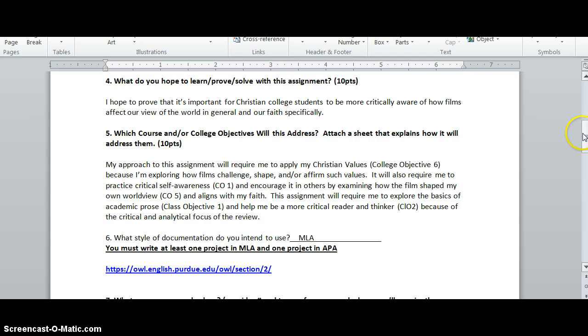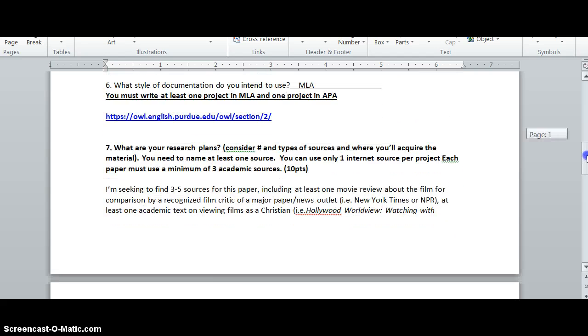Next, you have to decide your documentation style. This is the process by which you document the secondary sources or primary sources you use. For this class, you need to demonstrate your ability to use MLA and APA documentation styles. For more information on how to do that, you can follow this link to the online writing lab hosted by the English department of Purdue University.